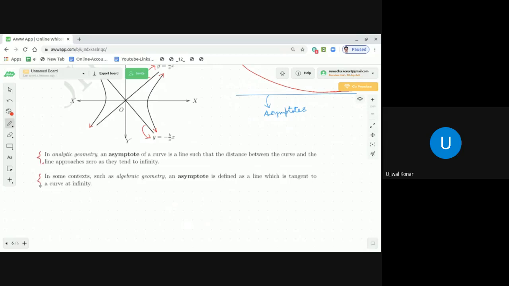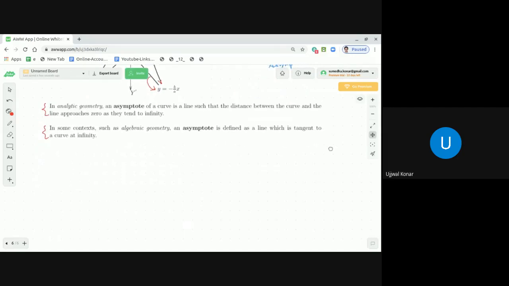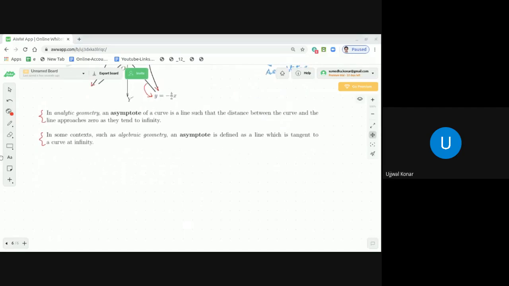And in some contexts, such as in algebraic geometry, an asymptote is defined as a line which is tangent to the curve at infinity. Correct? That is also what I explained to you. So if you go through both statements, you will find they are actually converging to the same meaning.